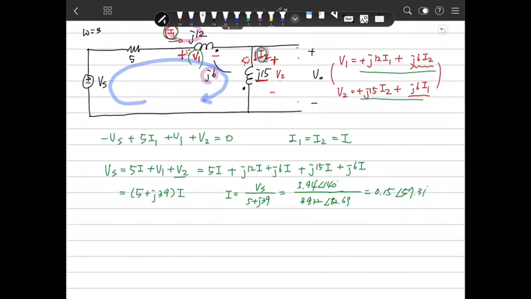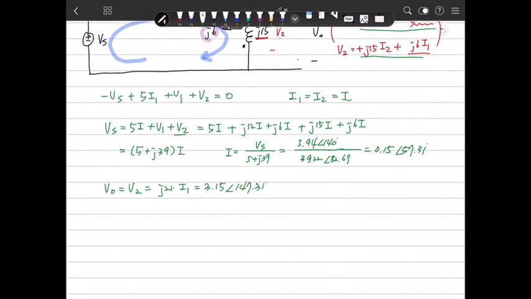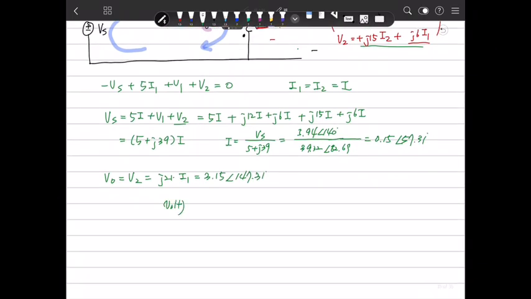So this is I. Now we need to know Vo. V1 is the same as V2, and V2 is j12 I plus j21 I, giving 3.15 at 147.31 degrees. So from here, v(t) is 3.15 cosine(3t plus 147.31 degrees) volts.